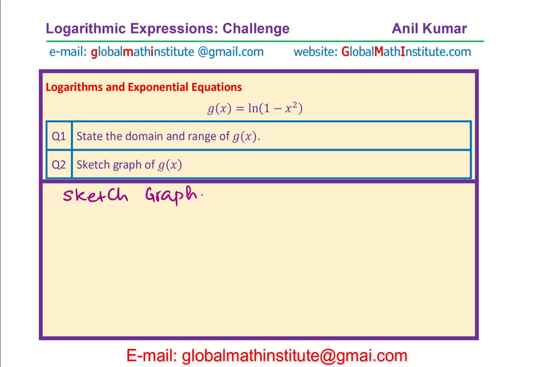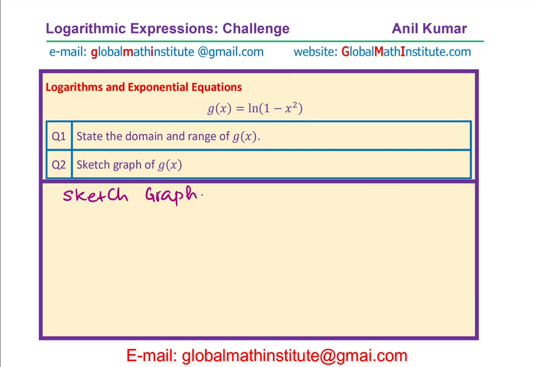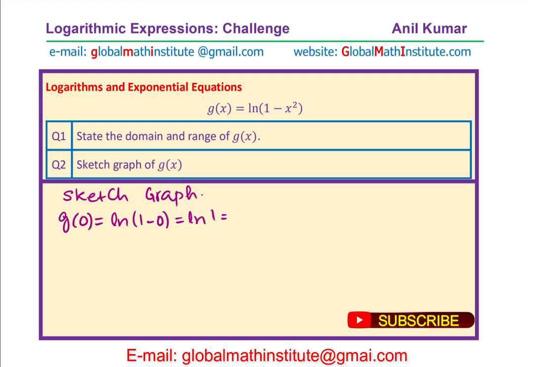I have still not given the range, right? Remember this, range I'll provide later. Correct? Let us first sketch. Very important, correct? So to sketch the graph, let me take some points, right? So we have g of 0 will be what? It will be ln(1 minus 0), which is equal to ln 1 or equal to 0, right? Now we also know that the value of x is between plus and minus 1.